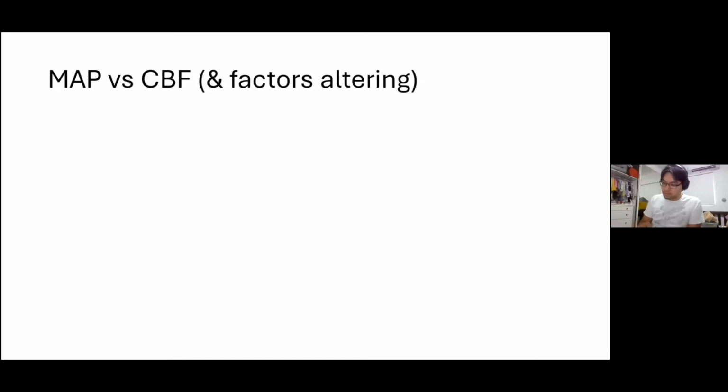Can we go MAP versus cerebral blood flow and factors altering? So for factors altering, I want you to think about things that might shift the curve left and right, and things that might shift the curve up and down.